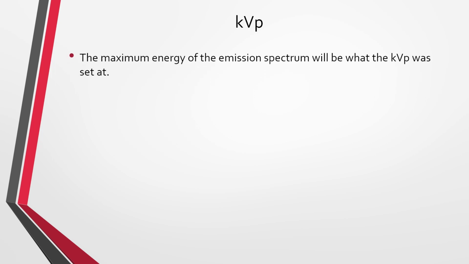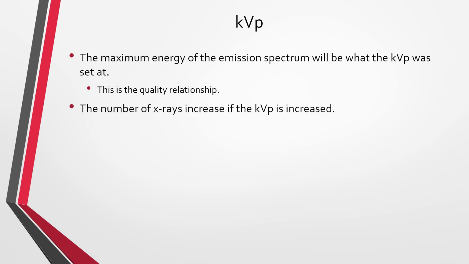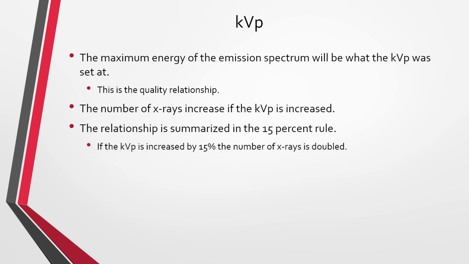The kVp is a little more complicated, as the maximum energy of this emission spectrum will be what the kVp was set at. This is the quality of the beam, the energy of the beam. The number of X-rays increases if the kVp is increased. The relationship is summed up in the 15% rule. Where a doubling of the mAs will double the amount of X-rays produced, an increase of 15% in kVp will double the number of X-rays produced.